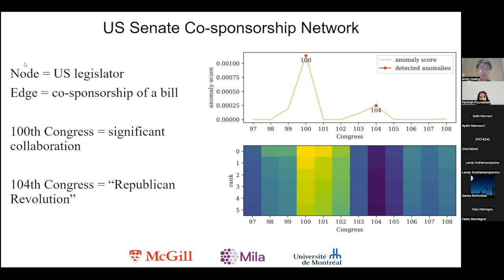So in this network, the nodes are the US legislators or senators, and the edges are the co-sponsorship of a bill. The two anomalies that are detected are the 100th US Congress and the 104th Congress. The first one shows significant collaboration between the parties, and in the second one there is a Republican revolution. For more details, you can find them in the political science literature as well.